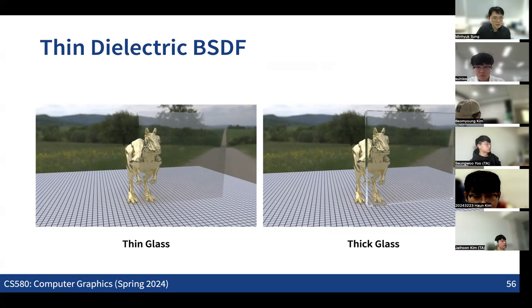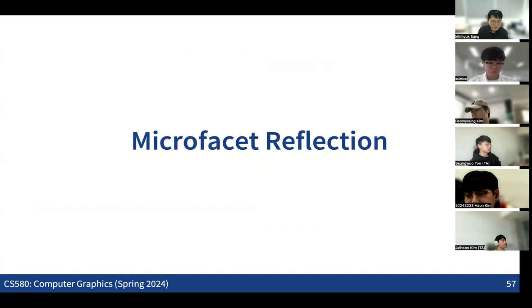So I'm going to stop here. Okay, there are some ideas for the microfacet model for scattering, and I also briefly mentioned the subsurface scattering. So next time I'm going to briefly review those ideas about the microfacet reflection and also the subsurface scattering.